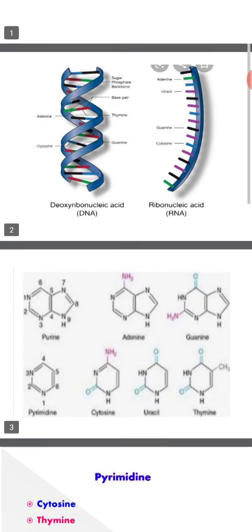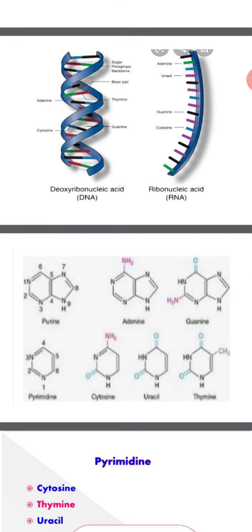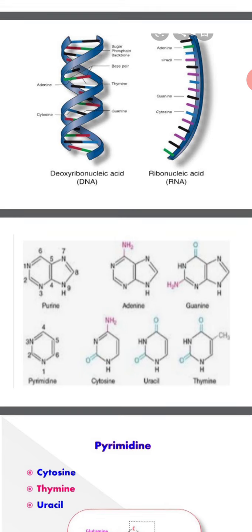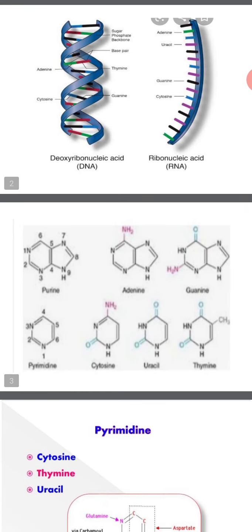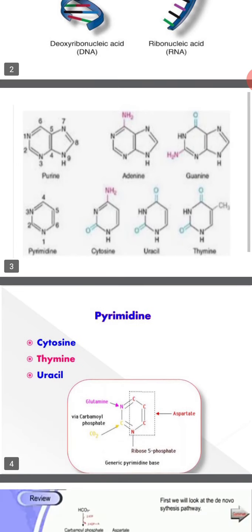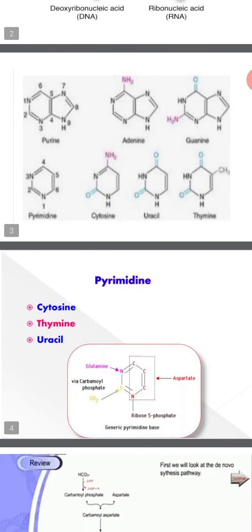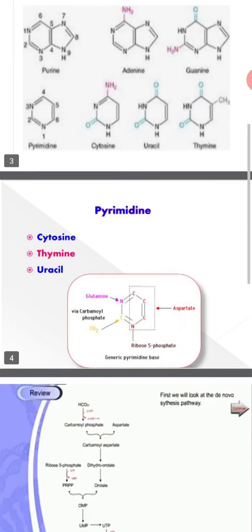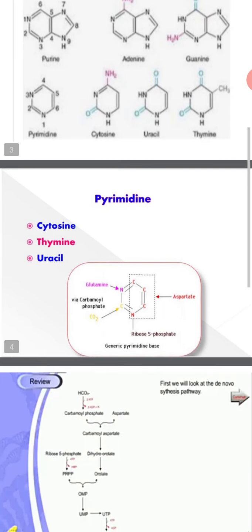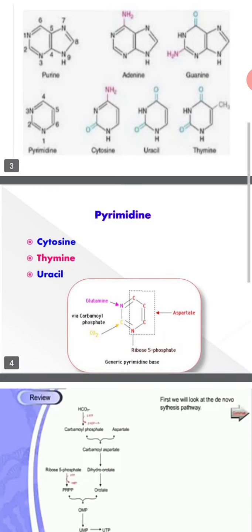The nitrogen bases can be purine or pyrimidine. Here you can see purine contains a double ring structure and pyrimidine contains a single ring structure. We are discussing only pyrimidine biosynthesis here. Pyrimidines include cytosine, thymine, and uracil, indicated by capital letters C, T, and U.